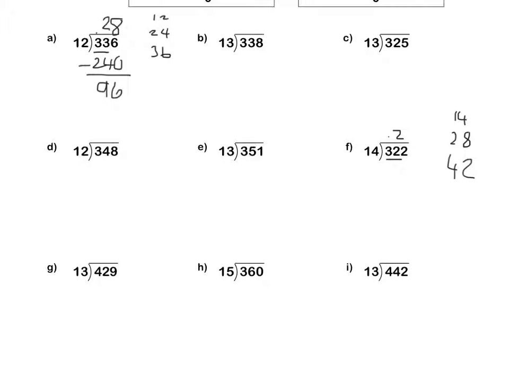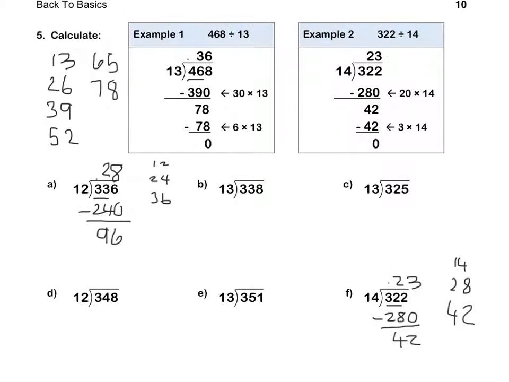Then that 2 represents 20. So 20 times 14 is 280. Then we minus to get our remainder, which is 42. And we can easily see from the side here that 14 fits into 42 3 times exactly. Use what you have learned to complete the whole of question 5 by yourself. When you are done, use the memo to mark all your answers.